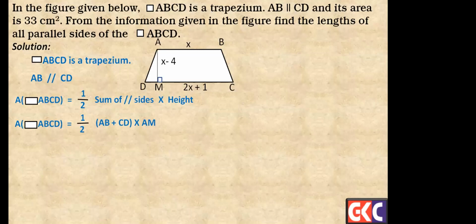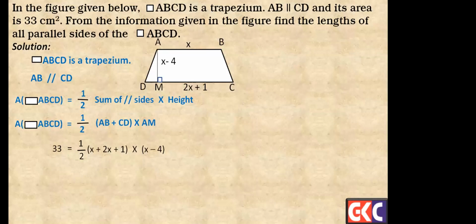Now let us substitute the value, because see, values are given in the diagram itself. I don't have to bother about it. The only thing which is given in the question is area of quadrilateral. They mention area of quadrilateral as 33. So let me substitute the value. Area 33 equals half into AB, which is x, plus CD, which is 2x plus 1, into x minus 4, which is AM. Is that thing clear? समझ में आया?